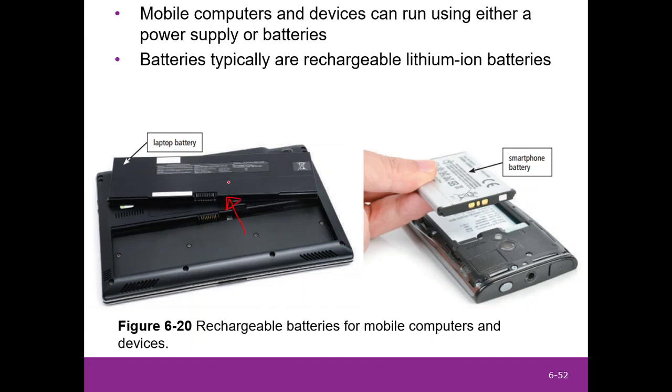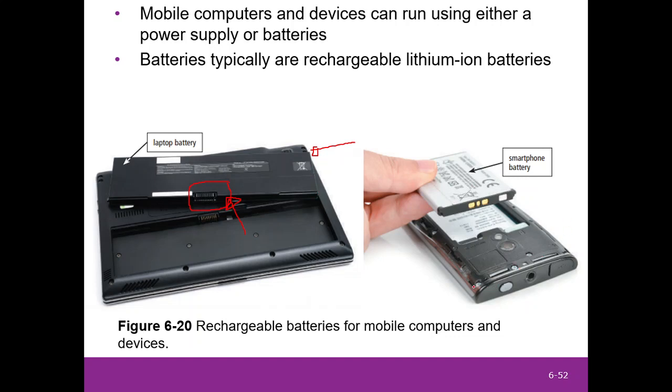You can remove the battery. If the battery has gone bad, or there is some issue, or you do not want to carry the battery, you can remove the battery and operate your laptop directly on AC supply. Connect it directly to AC and you can operate it directly.